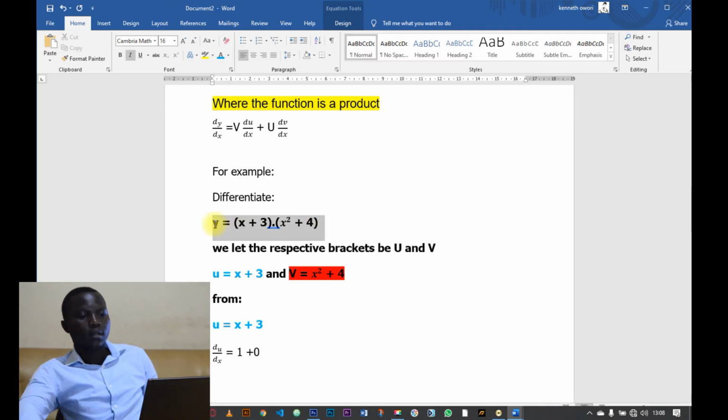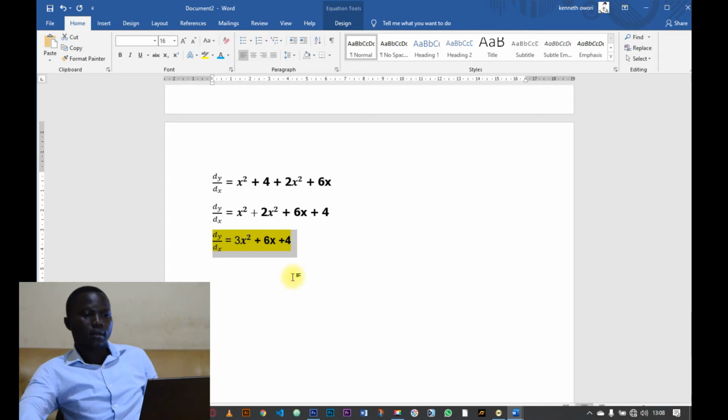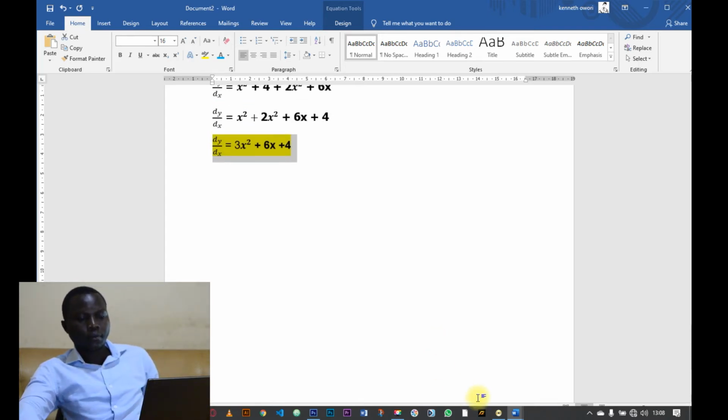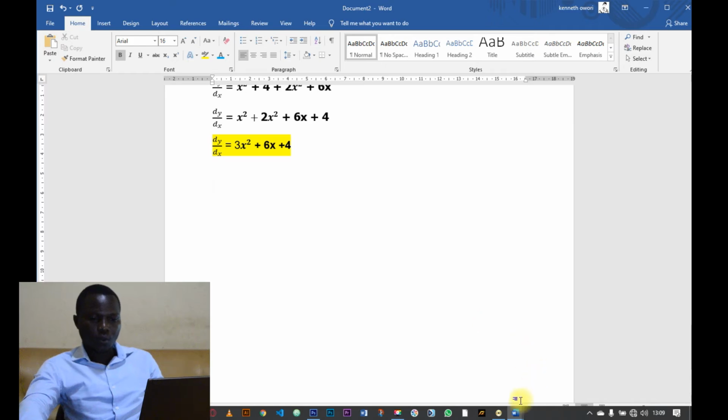When we differentiate this using the product rule, we obtain this. So that is the derivative under the product rule. So we can continue with our rules. So go to the next rule.